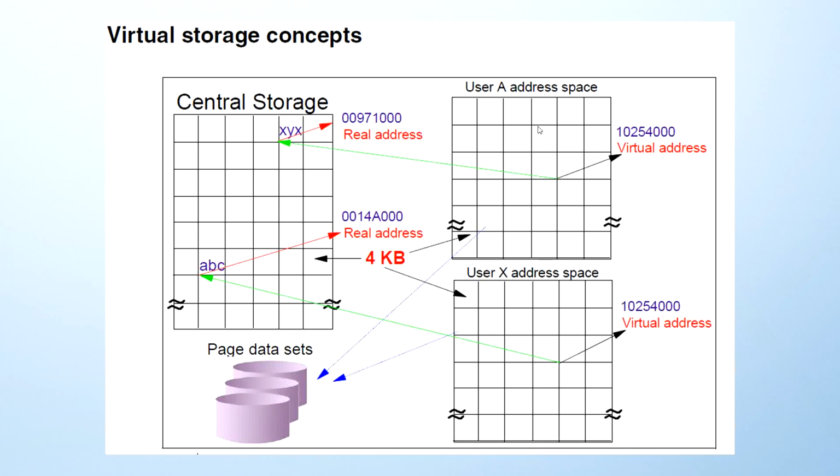The user always feels like he's enjoying all this storage allocation, but in reality it's not so. Whatever is required will be fetched. The address will be translated into a real address. If that is not found, then it is fetched from the page data sets and provided to the user. This is how virtual storage works. Anytime a user tries to access an address, it is always a virtual address. The user will not have any details about the real address; that is internal to the system.